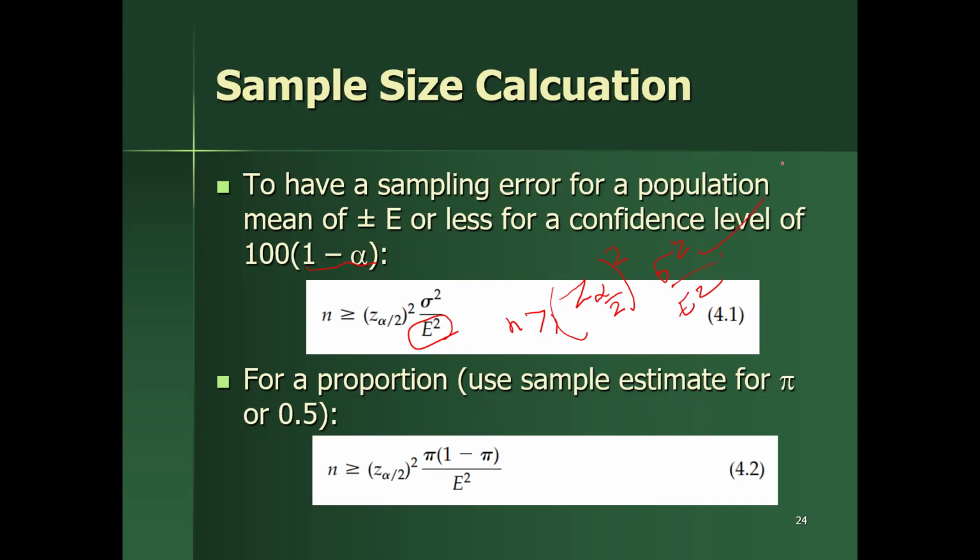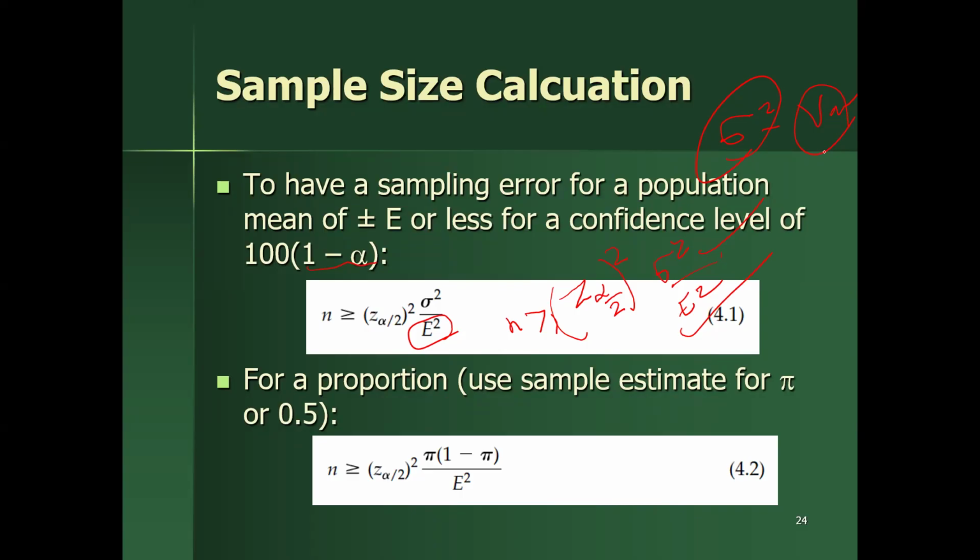Sigma, you should know sigma. You will be given the standard deviation, you square it. The error, you will be given the required error. You will square it also and divide. Sigma squared is equal to the variance, so sigma is the standard deviation. If you are given the variance, that's the standard deviation squared.